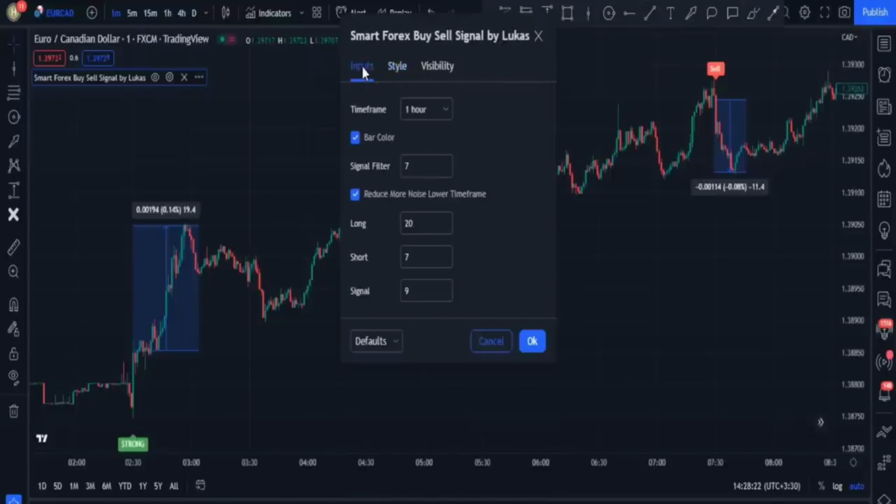Next, we move on to the inputs and we need to change the time frame to 45 minutes while on a 1 minute time frame chart. At the end, we need to set the long option to 30 and the short to 5 and make sure the signal option is on 9.